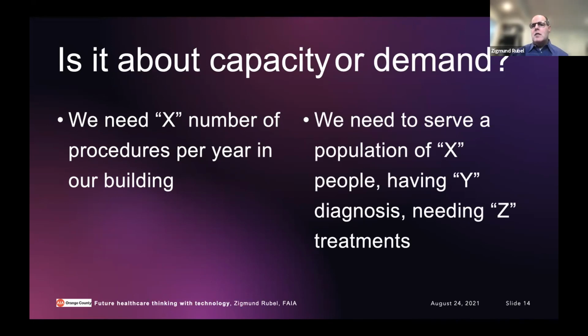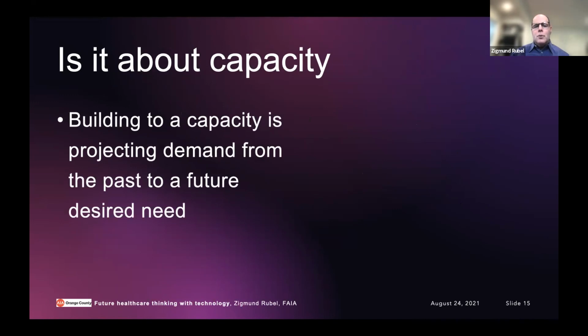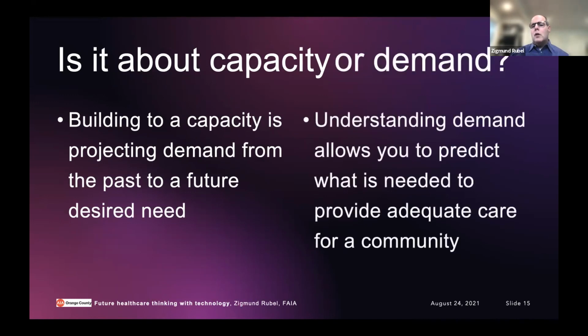And that's the difference that I'm going to be suggesting today, that we don't focus on capacity, but focus more on the population demand. So again, are we building to a capacity from the past and projecting it forward? Or are we looking at what the population needs to serve a community?